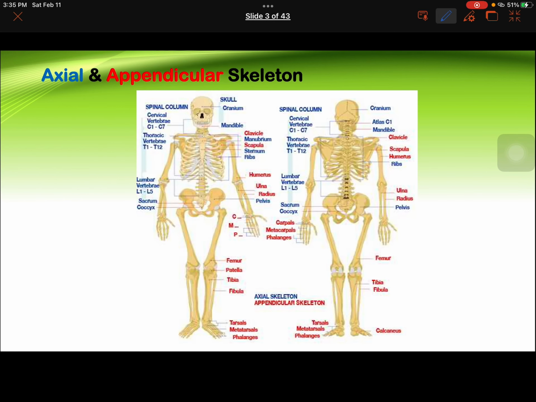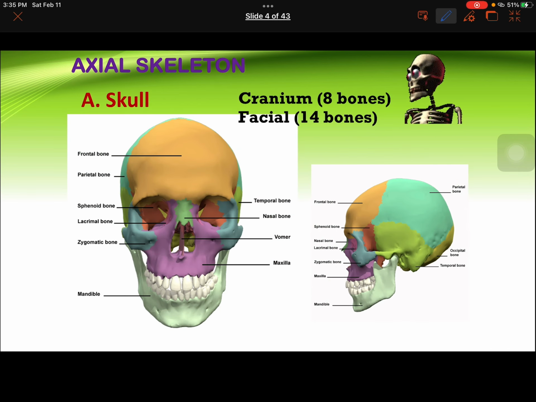Your axial skeleton and your appendicular skeleton. The appendicular skeleton in red are usually the bones of the appendages. That's why they are called appendicular. The axial skeleton, we have the skull. There are 8 cranial bones and there are 14 facial bones.